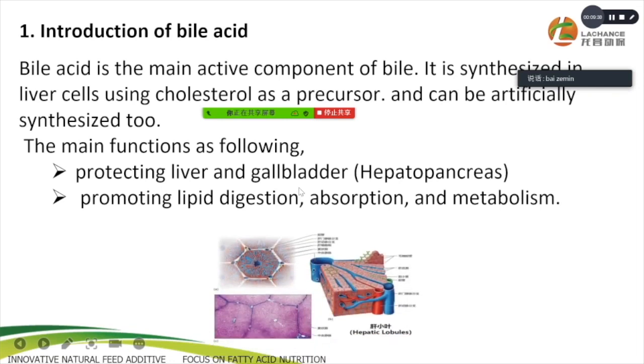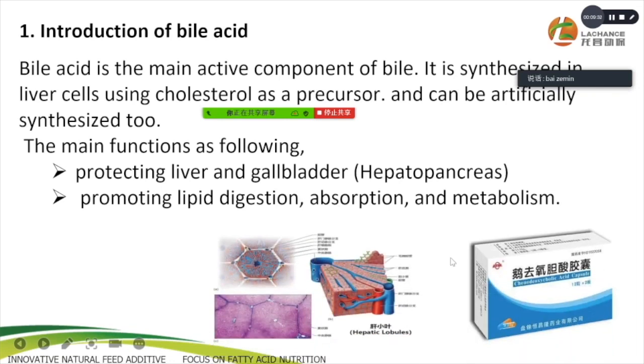Okay, so actually now in the market there are a lot of commercial products for human beings. This is a commercial product from a China company for humans, which is a chenodeoxycholic acid capsule, CDCA. Of course, in aquaculture, we also use this kind of product.